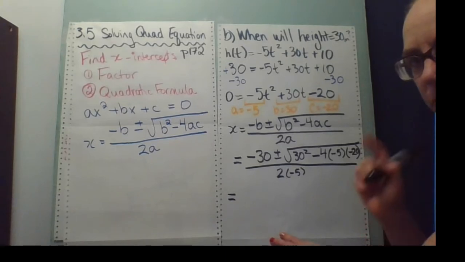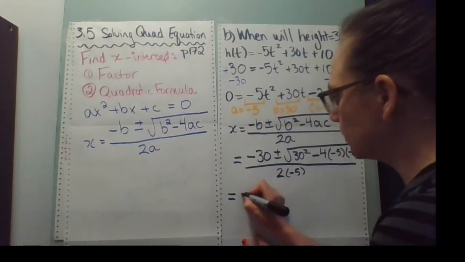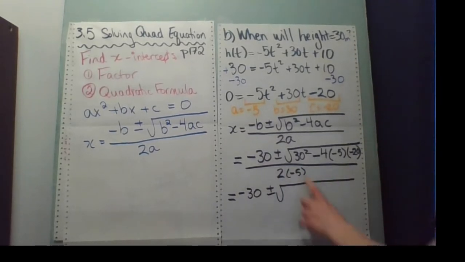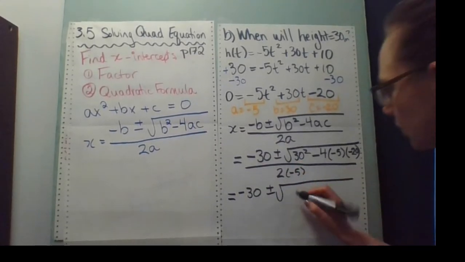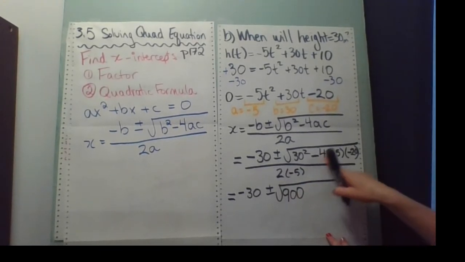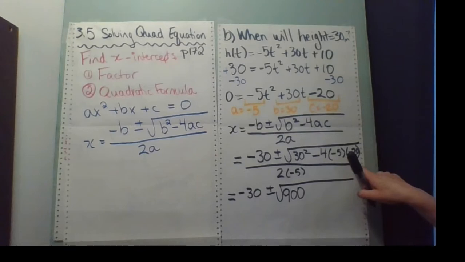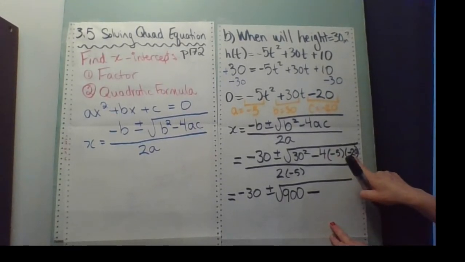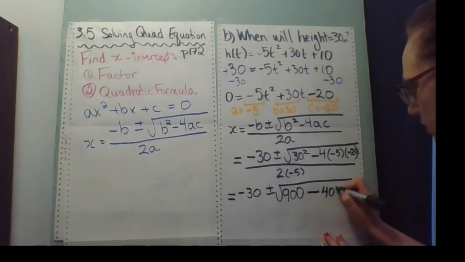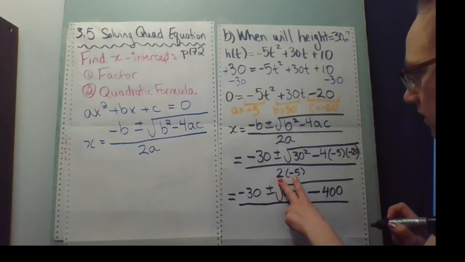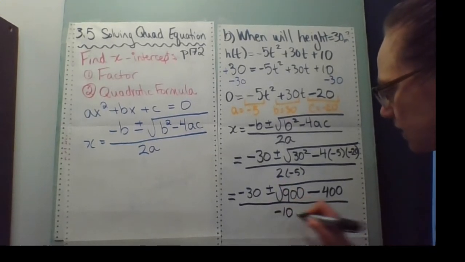Order of operations, people. Let's simplify some things here. So we've got negative 30 plus or minus square root of 30 squared. Well, 3 squared is 9. Give it a couple of zeros. And then I've got a negative times a negative, which gives me a positive, times another negative is a negative. 4 times 5 is 20, times 20 gives me 400. All divided by 2 times negative 5 is negative 10.